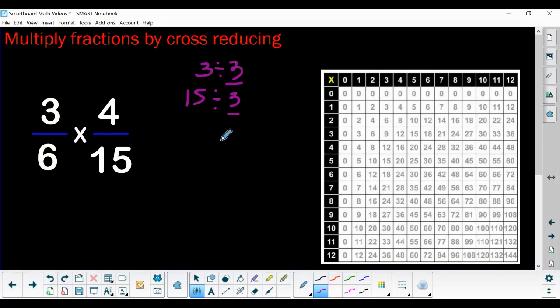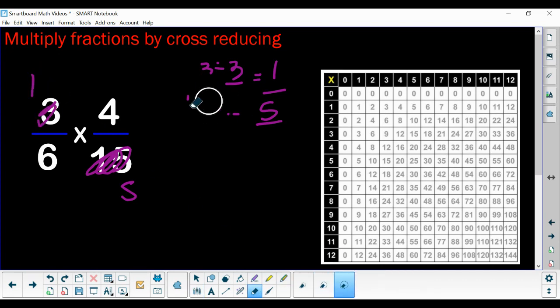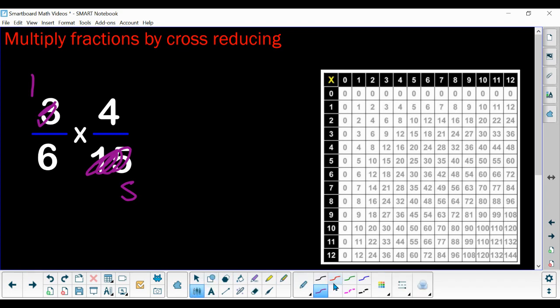So I use the small one to divide both numbers by. And of course, 3 divided by 3 gives me 1. 15 divided by 3 gives me 5. All right? So I'm going to replace now 15 with 5 and 3 with 1. Let's try the same approach for the other two.